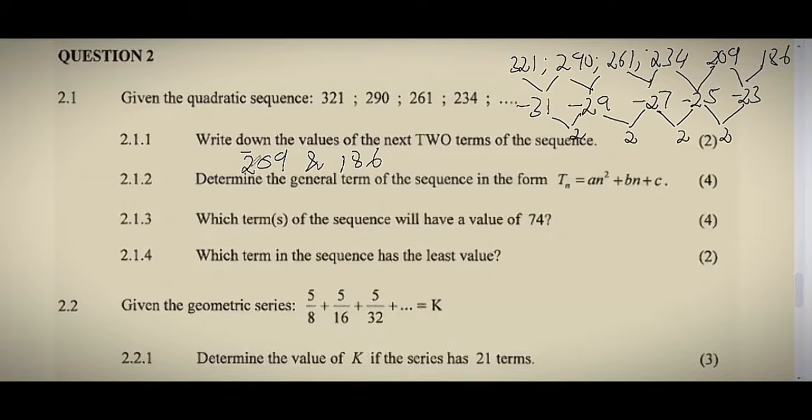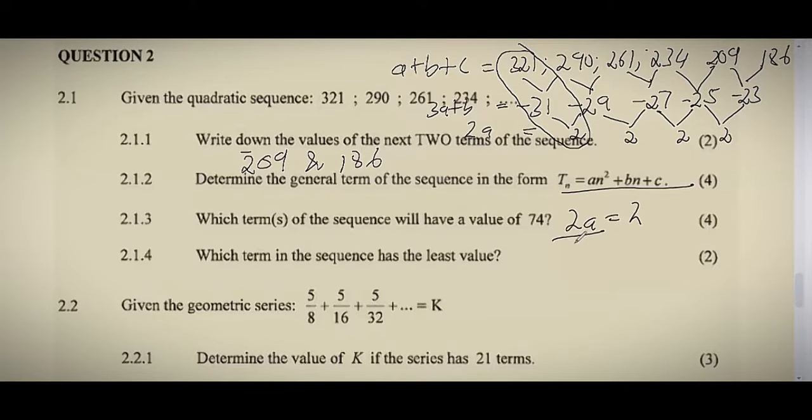Now 2.1.2 says determine the general term of the sequence in the form Tn is equal to an squared plus bn plus c. So in the quadratic format. So what we're going to do here, equate the second difference to 2a, equate the first difference to 3a plus b, and then equate the value of the quadratic sequence to a plus b plus c. And then we just go ahead and select the first branch. So that's 2a is equals to 2. Divide both sides by 2. Our a is equals to 1.